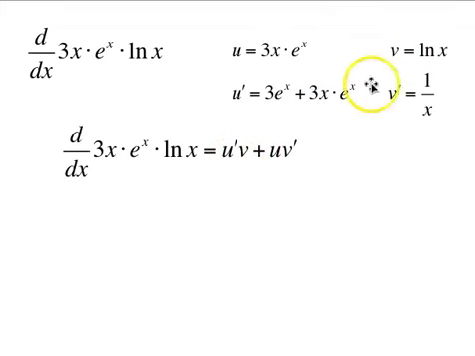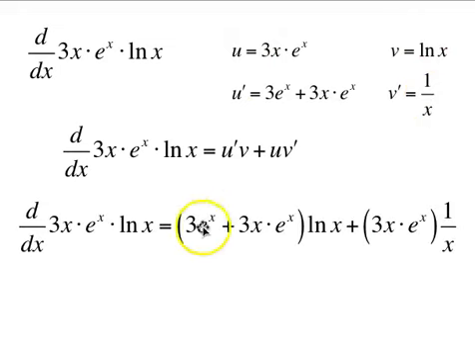And our uv prime will be 3x e to the x times 1 over x. There's your parentheses, 3e to the x plus 3x times e to the x, times log x, that's u prime v, plus uv prime, 3x e to the x times 1 over x. Now how does this simplify? We can distribute the log x here, 3e to the x times log x. Distribute the log x here, 3x e to the x times log x.